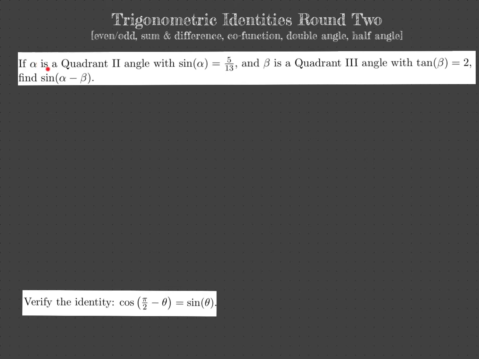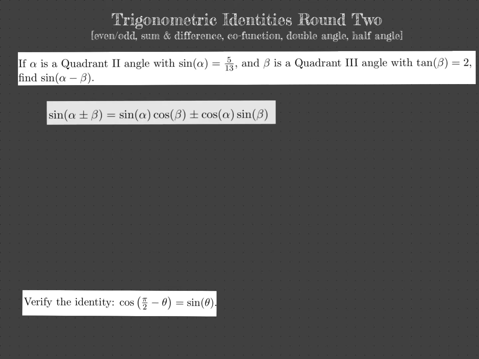We have alpha in quadrant 2, and the sine of alpha is 5/13. Beta is a quadrant 3 angle with the tangent of beta equal to 2. We want to find the sine of alpha minus beta. So it looks like we do have a difference identity here for sine. Here are the sine sum and difference identities. The sine of alpha minus beta is sine alpha times cosine beta minus cosine alpha times sine beta.